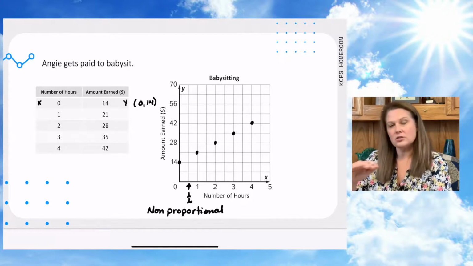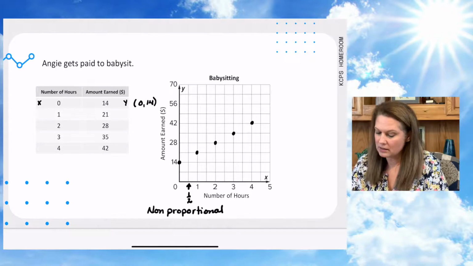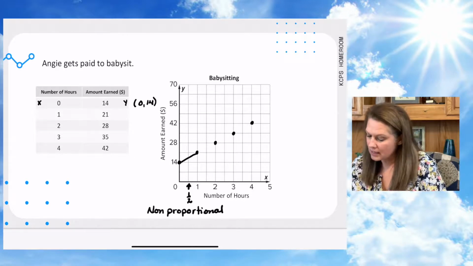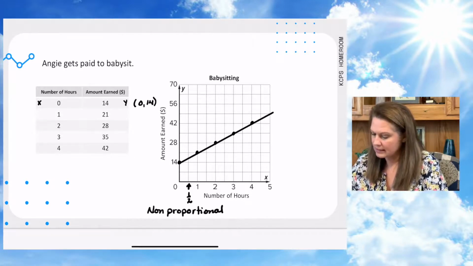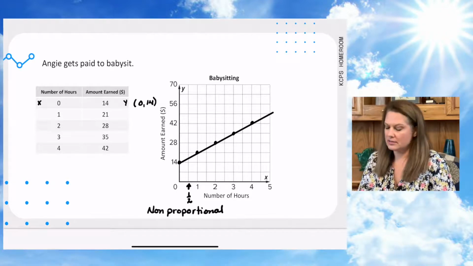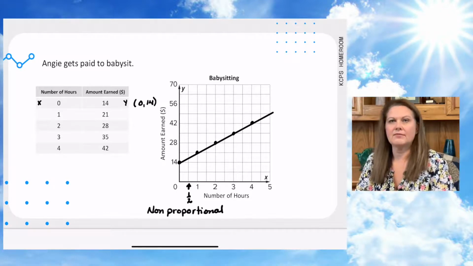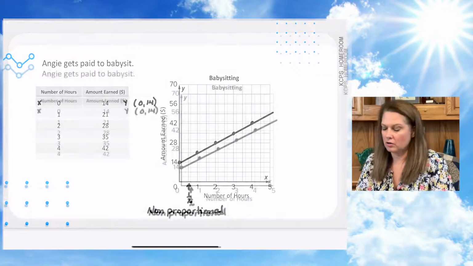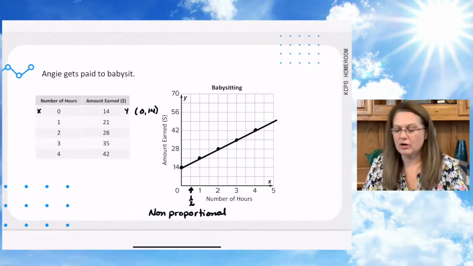Now you'll notice you can draw a straight line using this. So it does have our straight line characteristic, but you'll notice it doesn't start at the origin. So because of that, we automatically have to kick it out as non-proportional. Now let's take a look at some graphs.